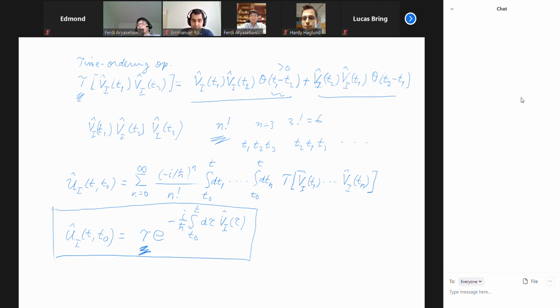The time ordering is very important because these operators do not commute at different times. It's important to realize that in general, the commutator of V_I at different times is not equal to 0. So that's why we need the time ordering. Because if they commuted, then of course we would not need to worry about the time ordering.